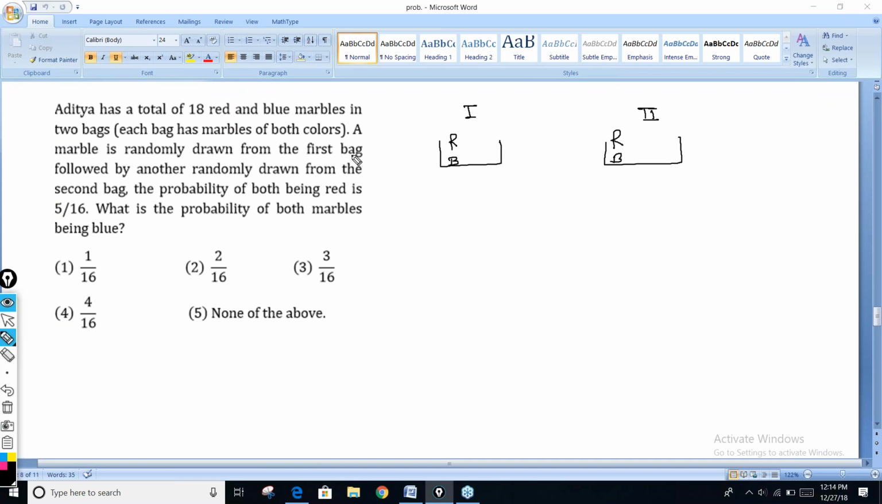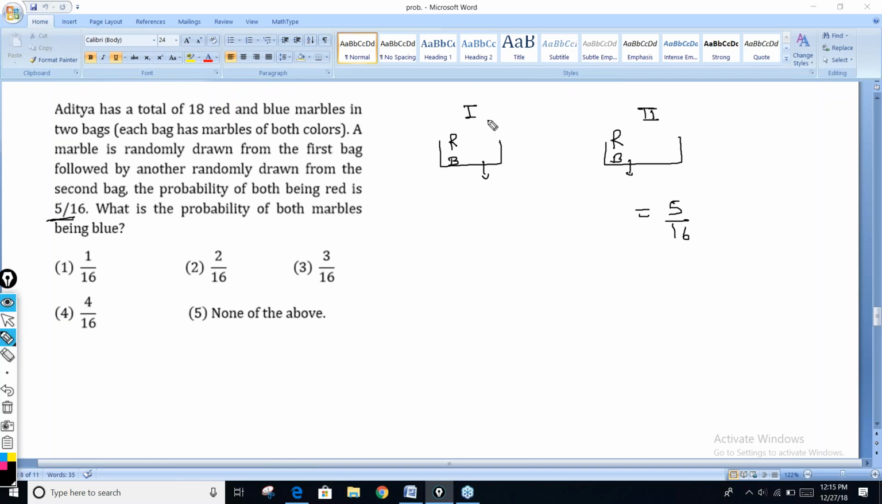A marble is randomly drawn from the first bag, followed by another randomly drawn from the second bag. The probability of both being red is 5 by 16. So the probability of getting a red from here and the probability of getting a red from here, the total probability is 5 by 16. That is the question. What is the probability of both the marbles being blue?